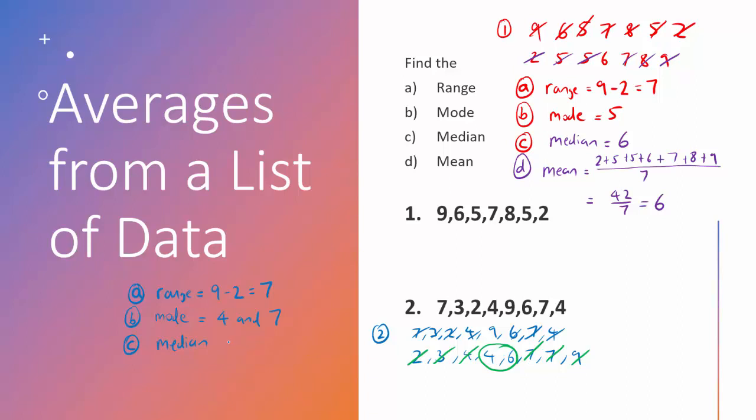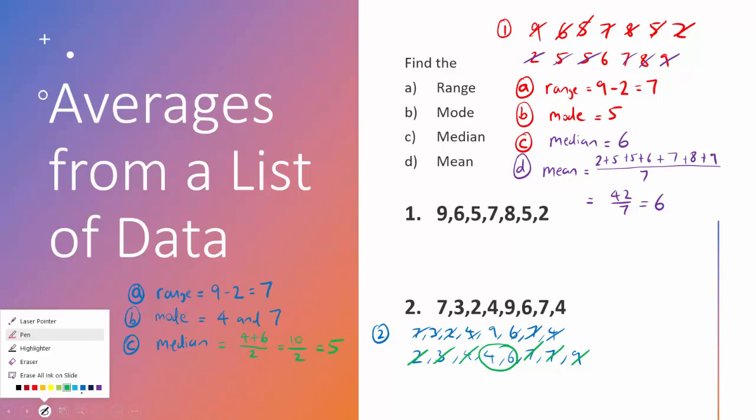Now, when you've got 2 numbers in the middle, what you do is you add the 2 numbers together, 4 plus 6, and you want to find the middle of them, so you divide by 2. So 4 add 6 is 10. 10 divided by 2 gives you 5. So the median is 5. Finally, the mean.